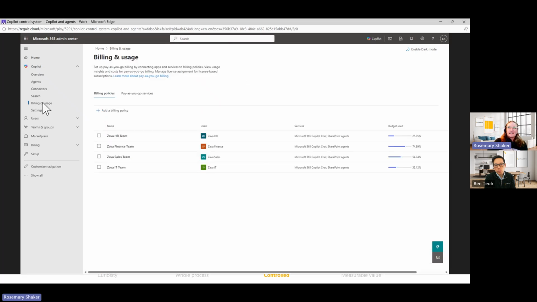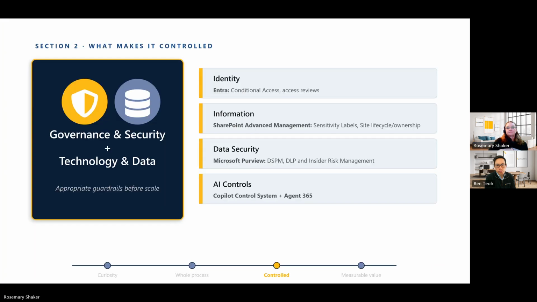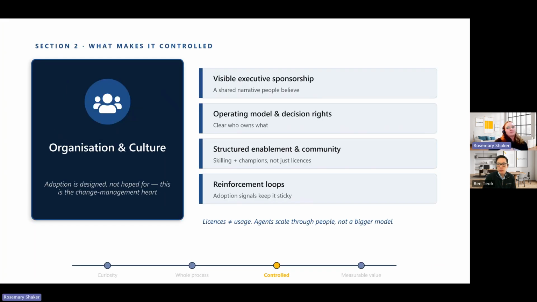We also have our billing and usage in here as well, so that we can manage that billing component. We won't go into details about that. So that's just a little bit of that control that you have over what's happening in your environment. Ben, do we want to talk more about the people component now?